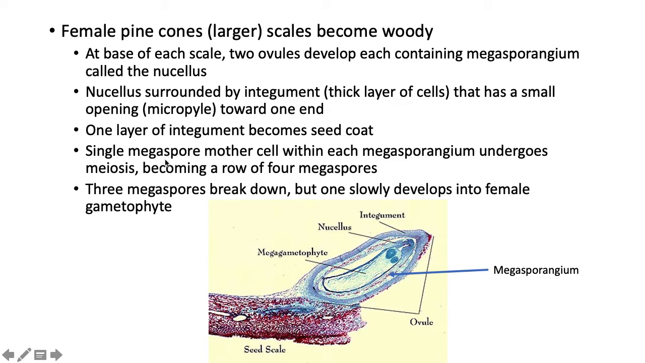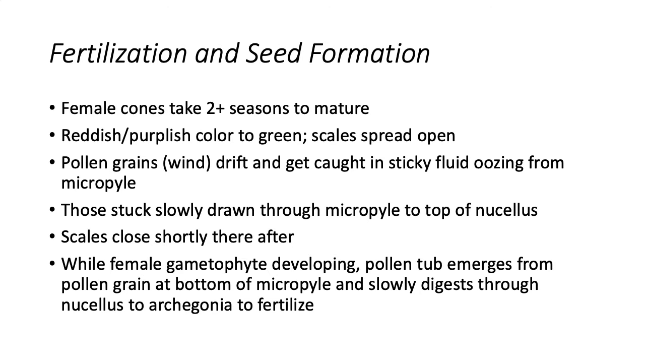We have a megaspore mother cell within each megasporangium that will undergo meiosis, producing four megaspores, and eventually it turns into a female gametophyte. I'm not exactly sure if I'm really going to quiz you on this. I may have a diagram of a life cycle, and you just might have to identify diploid, haploid stages or something like that, because this gets really messy, especially when you get to fertilization right here, because this entire process takes over two seasons in order for them to actually mature.